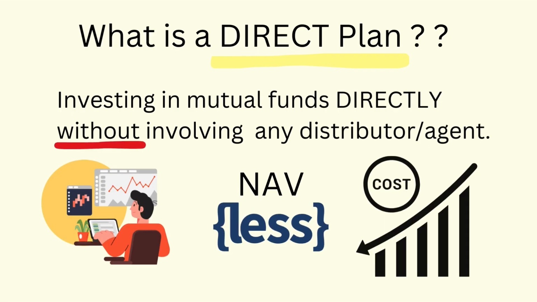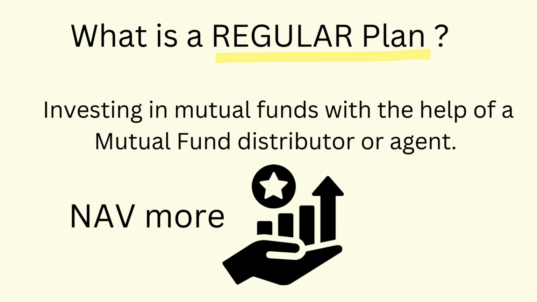Now, what is a direct plan? Investing in mutual funds directly without involving any distributor or agent. Since there is no intermediary involved, the NAV is always higher and the cost is less. And what is a regular plan? Investing in a mutual fund with the help of a mutual fund distributor or an agent. So since distributors or agents are involved, the expense is more.